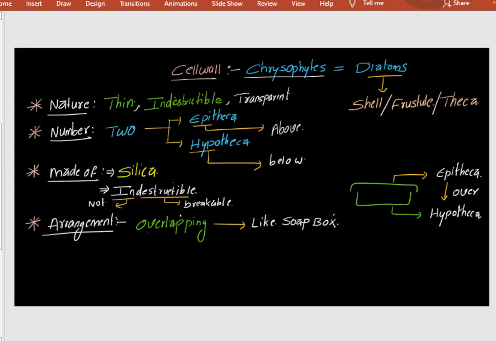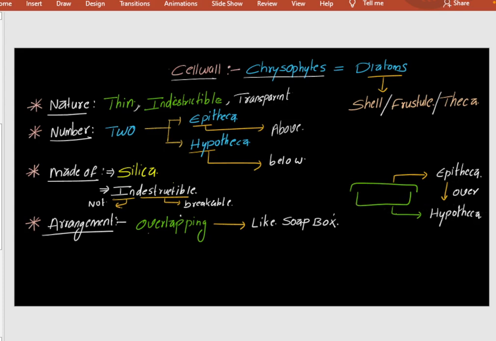How many shells are there? 2 shells are there. What are those? Epitheca, hypotheca. Epi, above, hypo, below. Now a very important point. Which one is above and which one is below?